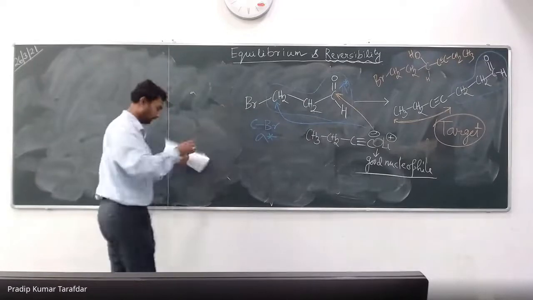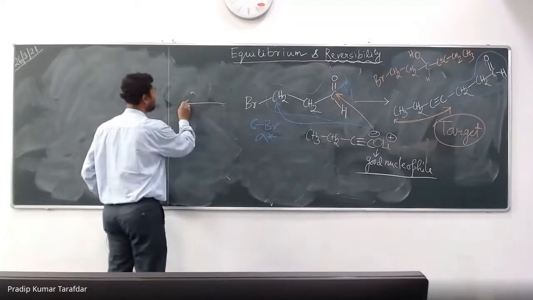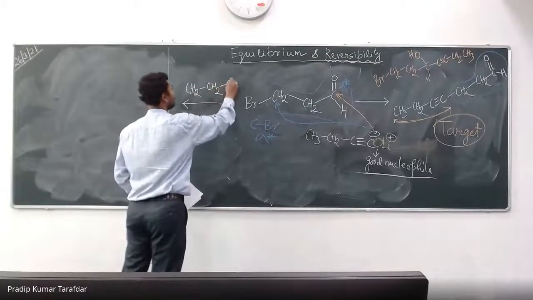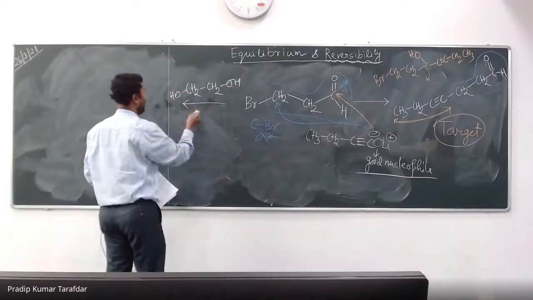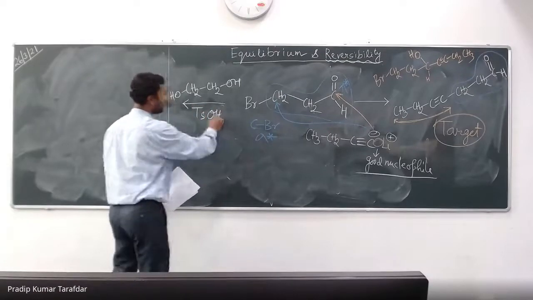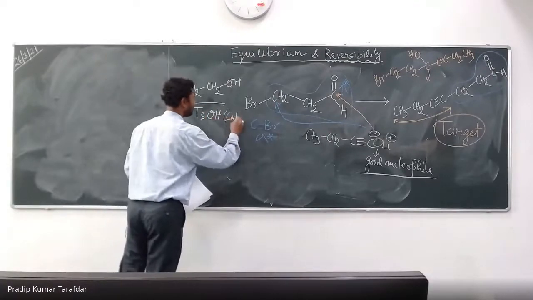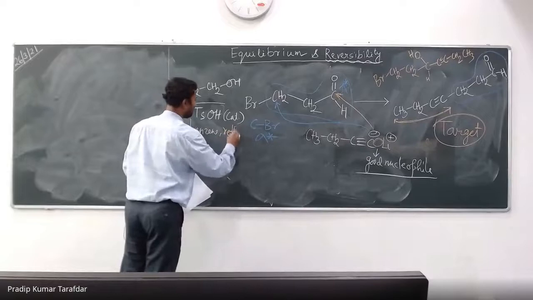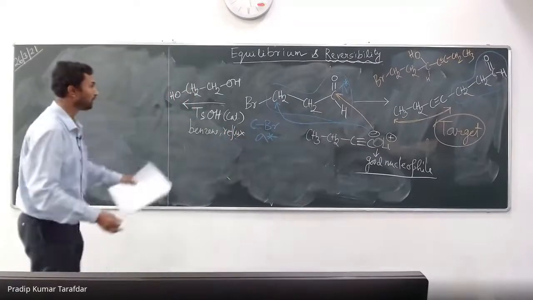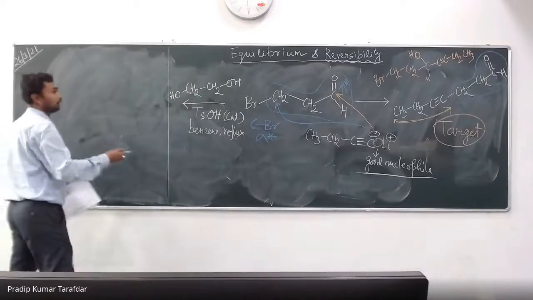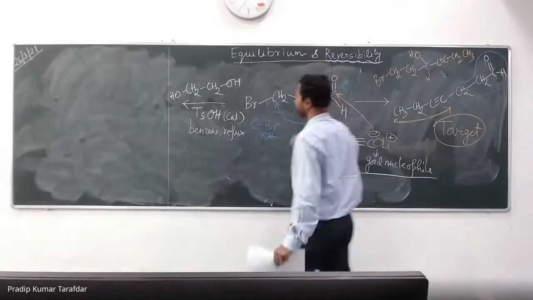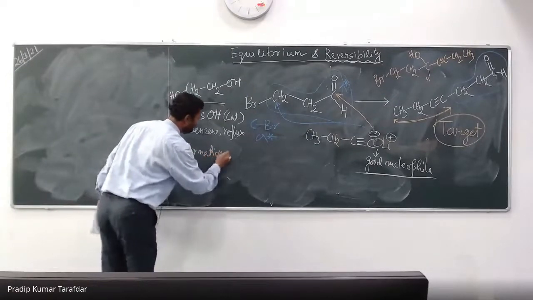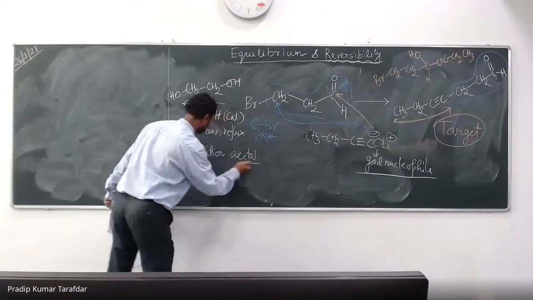What is the chemistry? Very simple. I will use this diol, CH2, CH2, OH, OH. I will use para-toluenesulfonic acid, obviously catalytic, and you can use benzene at reflux in a Dean-Stark apparatus to remove water. What you will get? You will get this, because this aldehyde will form an acetal. So this is the step: formation of acetal.